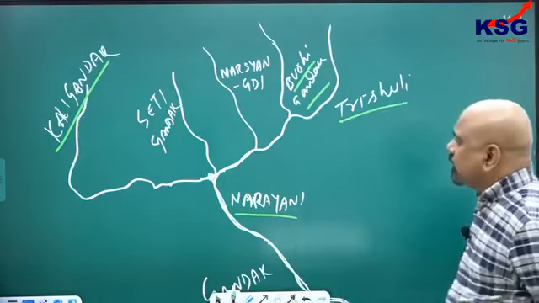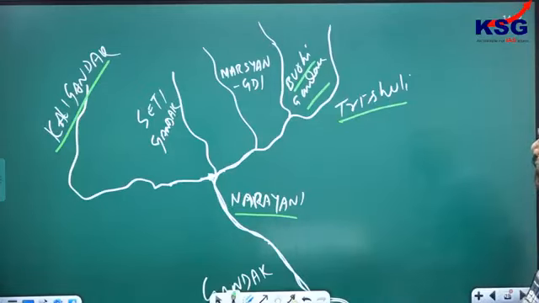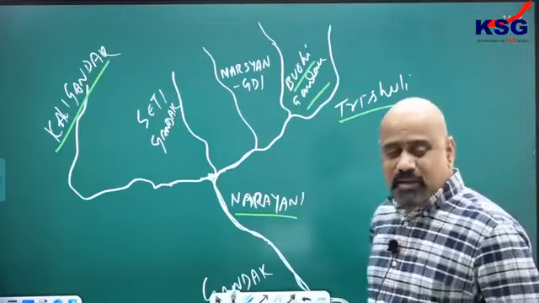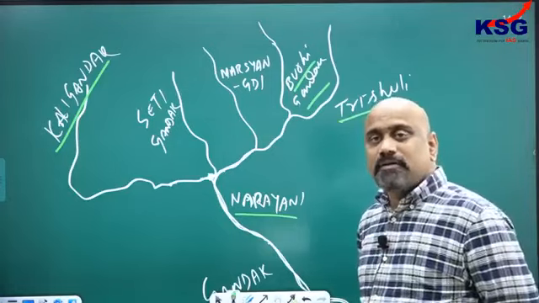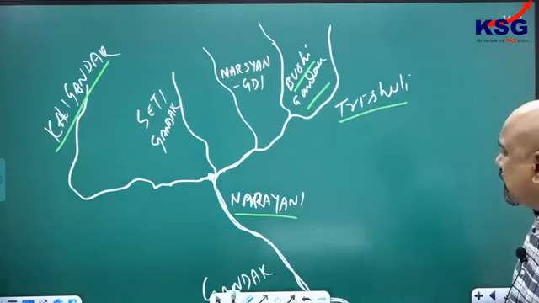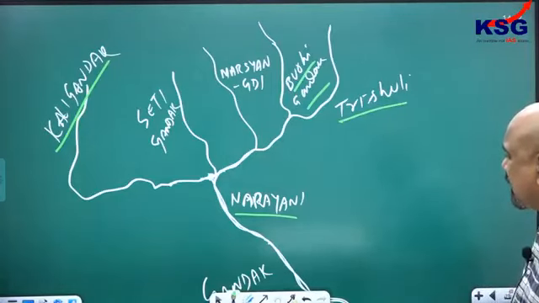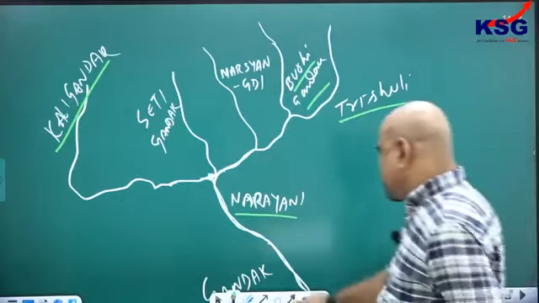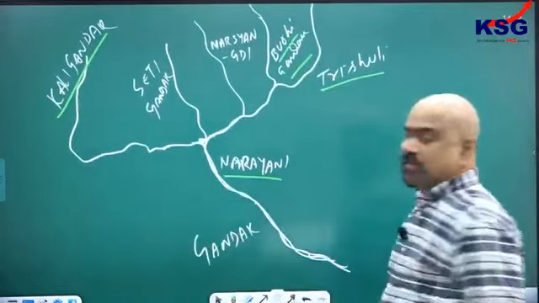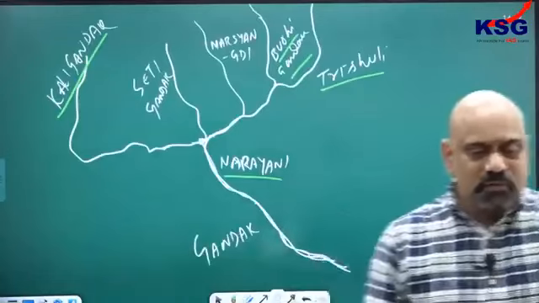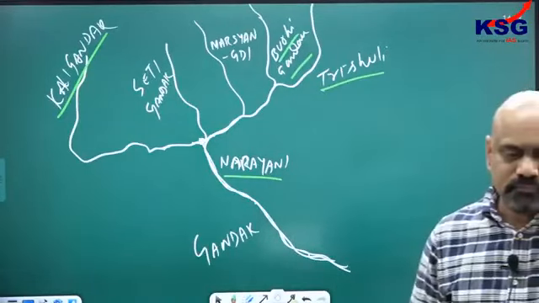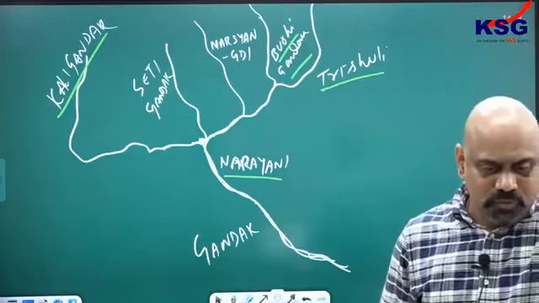Kali Gandak, Seti Gandak, Marsyandi, ये नदी इतना इम्पोर्टेंट नहीं है, but it is a flood-prone river in Nepal. Budhi Gandak, Trishuli, these are like... Narayani is the river which is the important one. It is called Gandak subsequently, I said. Gandak is known as Gandaki river.